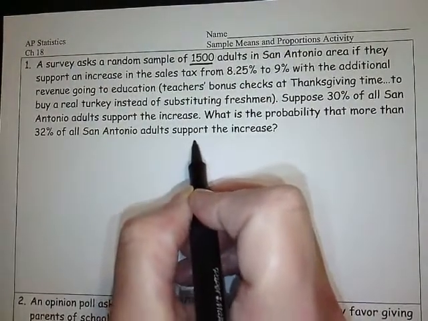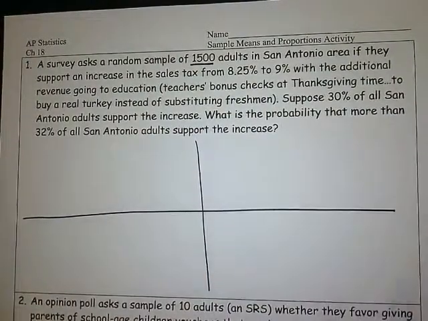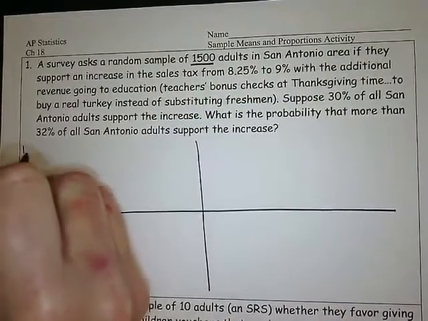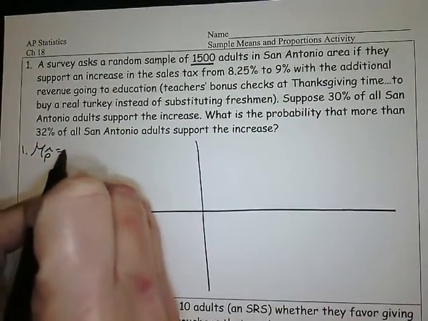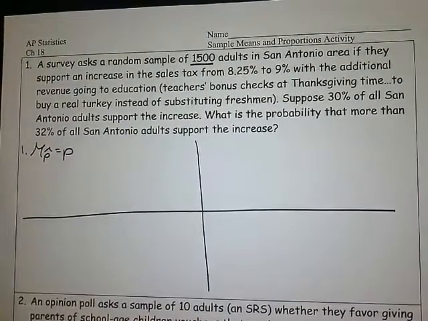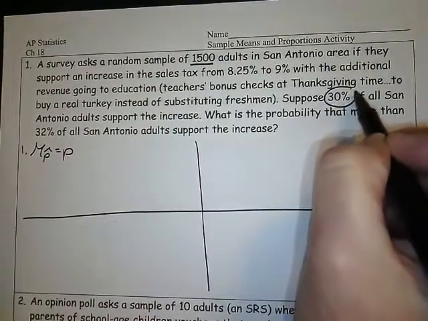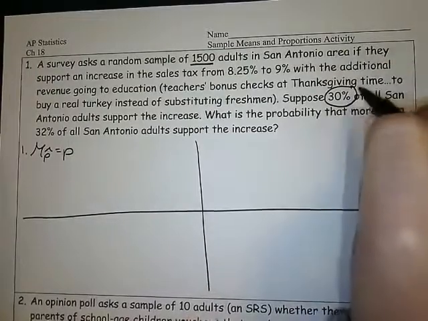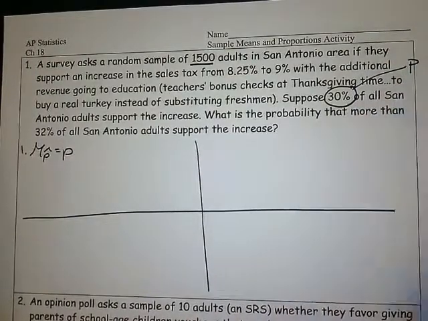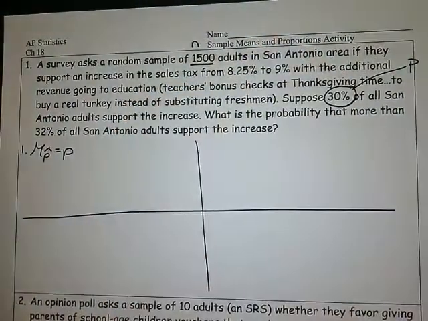All right, so we're going to divide our problem up into our 4 quadrants so that we can go through our steps. So the first part is we're going to find the mean of p hat, the sample proportion. Now, how did I know that I'm dealing with proportions? Because I was given a percentage, right? This 30%, 30% of all San Antonio adults support the increase. So that is going to be our population proportion, which is p. The 1,500 is our n.